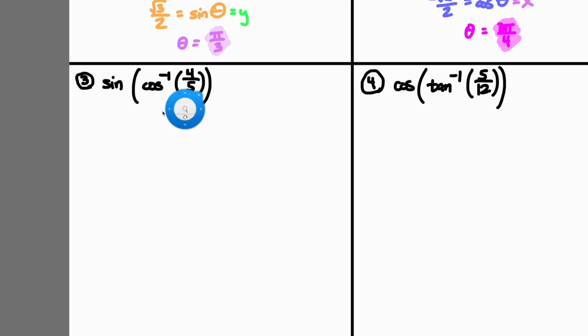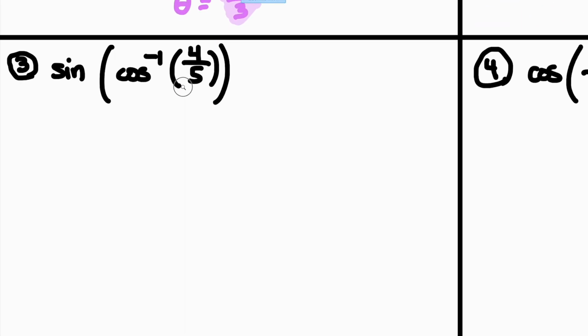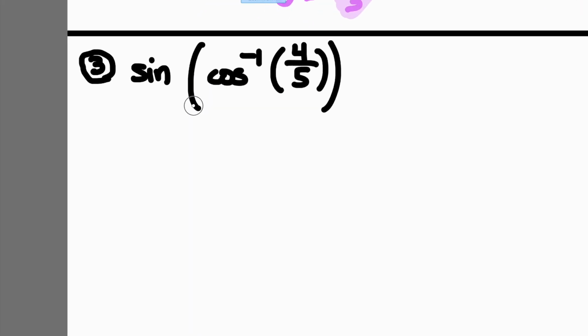Okay, now this one is a little trickier because we end up doing the inverse cosine of some fractional value, in this case 4/5, and the other one it's 5/12. So it's going to be a little bit different on this one, and you have to draw what I call a dummy triangle to kind of get an idea of what we're looking at here. Okay, so let's zoom in here so you can see this a little bit better.